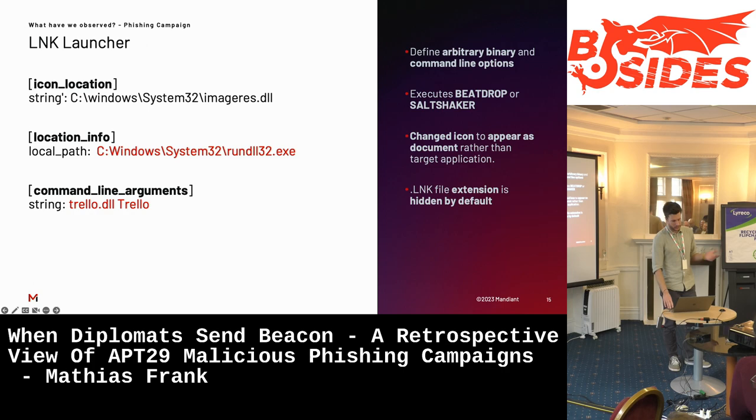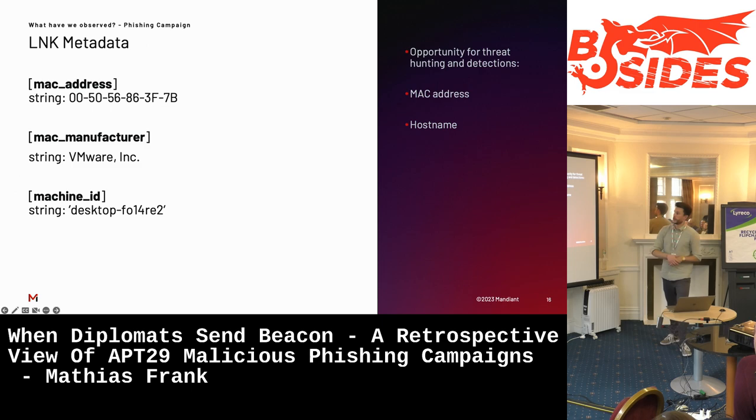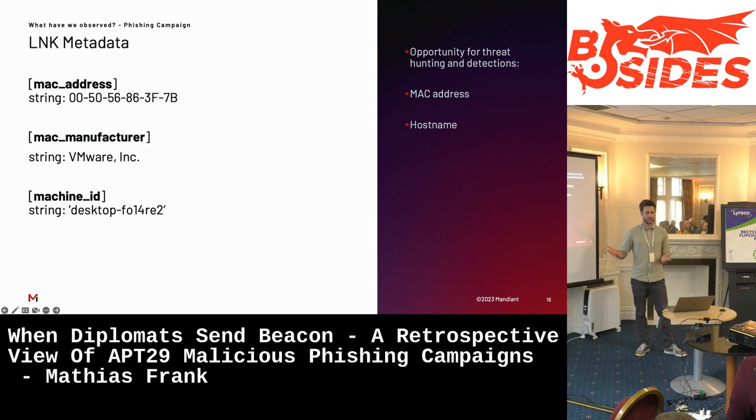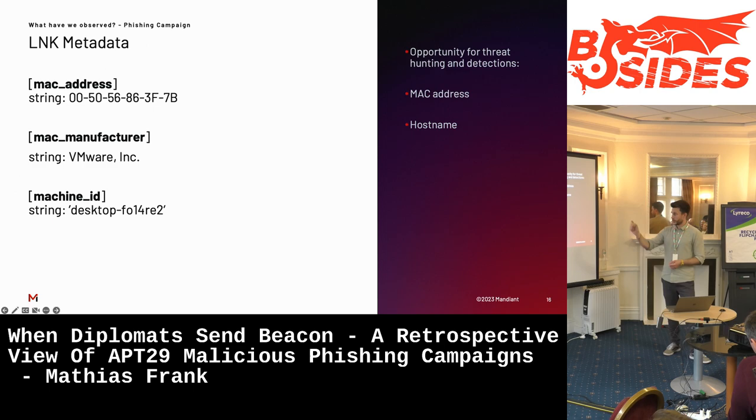And of course, similar to the archives, there are some threat hunting opportunities. For example, in the property metadata, there are fields such as the MAC address of the system which created this LNK file. Same with the MAC manufacturer, in this case VMware, therefore the system where this LNK was created was likely a virtual system. And my favorite is the machine ID, which is basically just a workstation name. This information is also static amongst all campaigns of APT29 or, for example, also other Russian groups such as UNC3890. So if I take this information, that is the MAC and the desktop keys, and then hunt through my entire environment and look for LNK files with the string desktop and so on, then it's very, very likely this LNK is malicious.